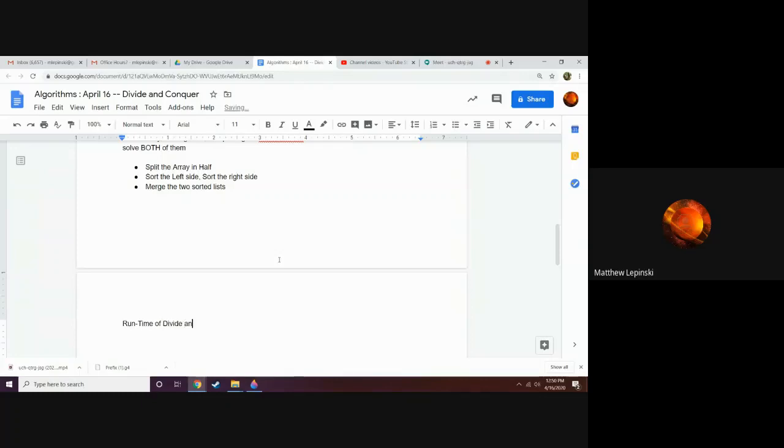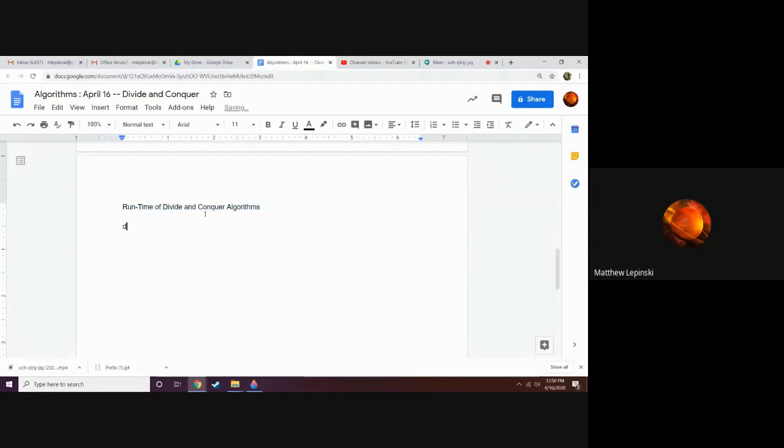So, the runtime of divide and conquer algorithms. In general, we have the following type of recurrence relation. These are often called recurrence relations, which is typically how we think about the runtime of recursive algorithms. So T of n is the runtime for an input of size n, and typically T of n is equal to A times T of n over B plus f of n.